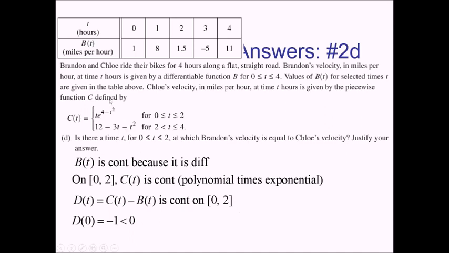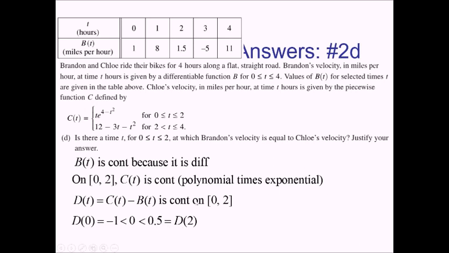D of 2, that's c of 2 minus b of 2. Now c of 2, that's going to be 2 times e to the 0 essentially, which is just 2. B of 2 up here, that's 1.5. So d of 2 then is going to be 2 minus 1.5, which is 0.5. And again, I'm establishing that that is specifically d of 2. That's how I got this random 0.5 number.